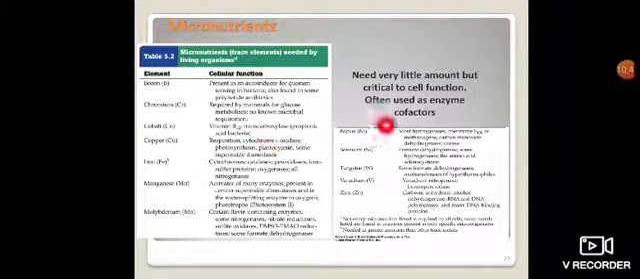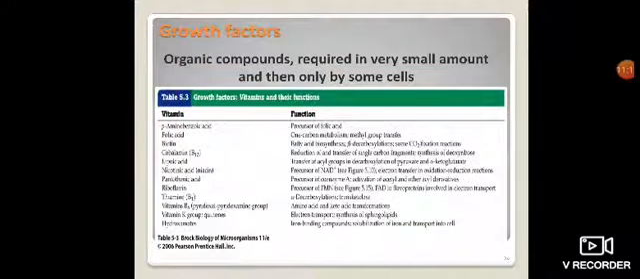Again, they are needed in very little amounts, but they are critical for cell function. They are used as enzyme cofactors. So again they are micronutrients required for the development, for example nickel, cesium, tungsten, vanadium and zinc. These micronutrients work as enzyme cofactors, and they are required for the development of microbial growth.